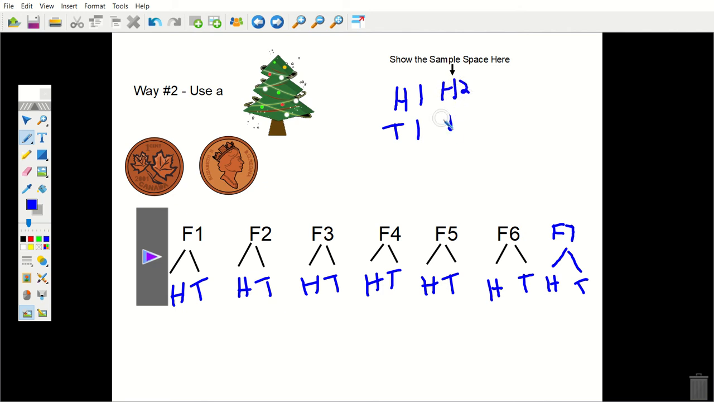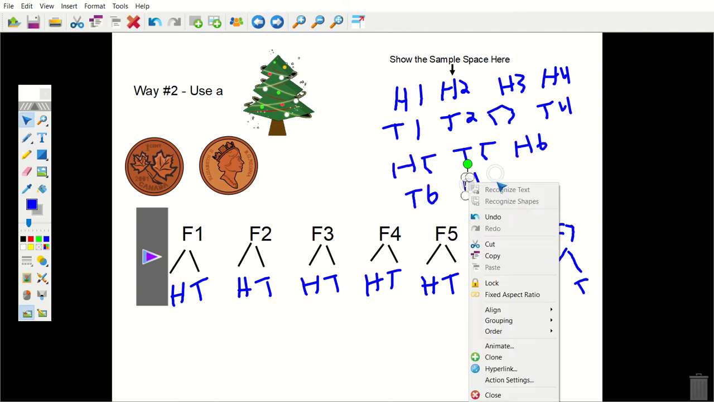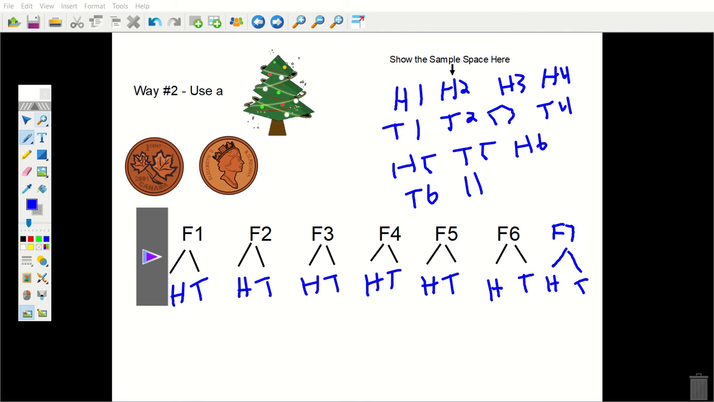Heads on flip 2, tails on flip 2. Heads 3, tails 3. Heads 4, tails 4. Heads 5, tails 5. Heads 6, tails 6. Heads 7, and tails 7.